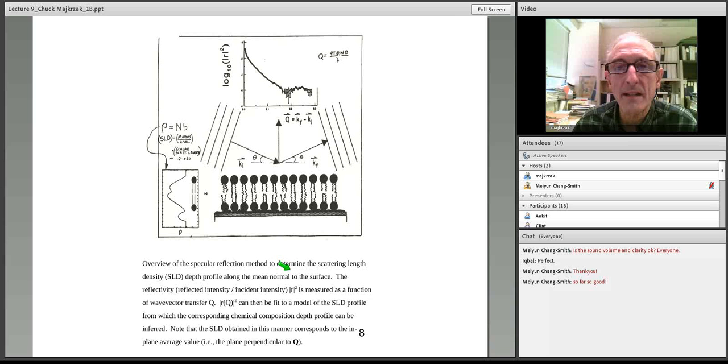And what this means is, suppose we have a lipid bilayer on this semi-infinite substrate surface, and if we measure this reflectivity, we will obtain the average scattering length density across a plane perpendicular to Q as a function of depth. So we're slicing the sample in these horizontal planes such that we will get a value for each average, and we can plot that as a function of depth and get this so-called scattering length density depth profile. Okay, I think that's pretty clear.